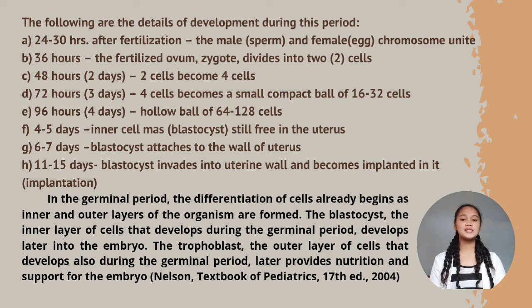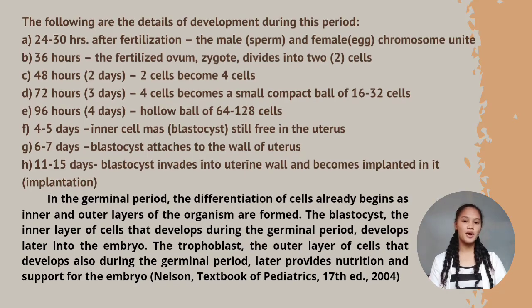As the inner and exterior layers of the organism form during the germinal phase, cell differentiation occurs. The blastocyst, the inner layer of cells that forms during the germinal stage, matures into the embryo later. The trophoblast is a layer of cells that forms throughout the germinal stage and later gives nutrition and support to the embryo.